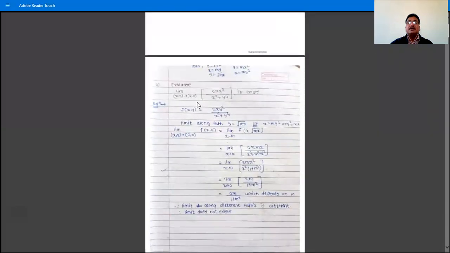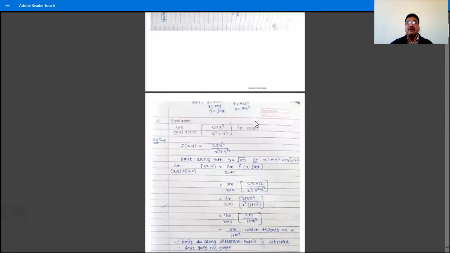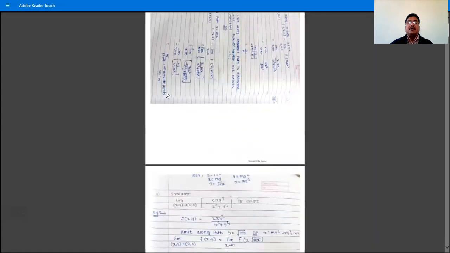Now, next, write that the limit along different paths is different, which depends on m. After this, write the sentence: the limit along different paths is different, and therefore the limit of f(x, y) as (x, y) tends to (0, 0) does not exist. Write this sentence after this.